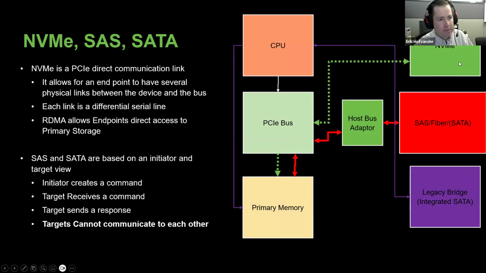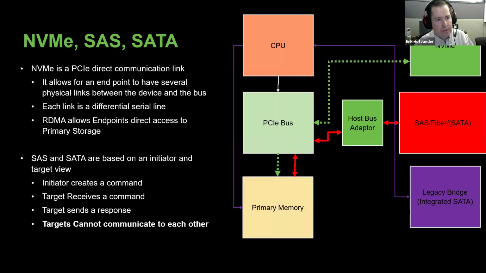The important part of NVMe is that it's bound to the PCIe bus. What that means is it is directly attached to the same bus that can see primary memory. So while this is a serial link of n number of channels, up to 16 channels, it can directly write into memory without ever passing through a bus adapter or through the CPU.